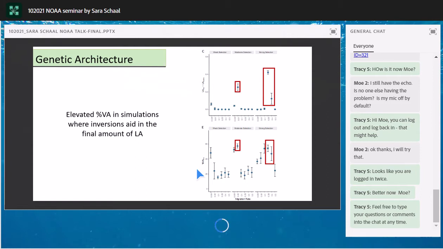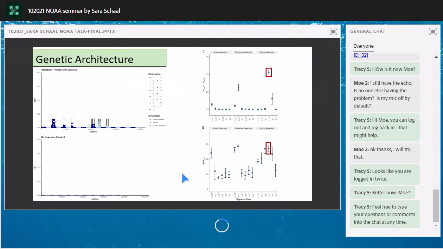So whenever inversions aid or facilitate the final amount of adaptation, we also see that the additive genetic variance is concentrated in inversions. And here is just an example. This is the one I showed you before. It's pretty clear that here the adaptive genetic variance is present in those inverted regions, but when inversions aren't present, there's no adaptation.